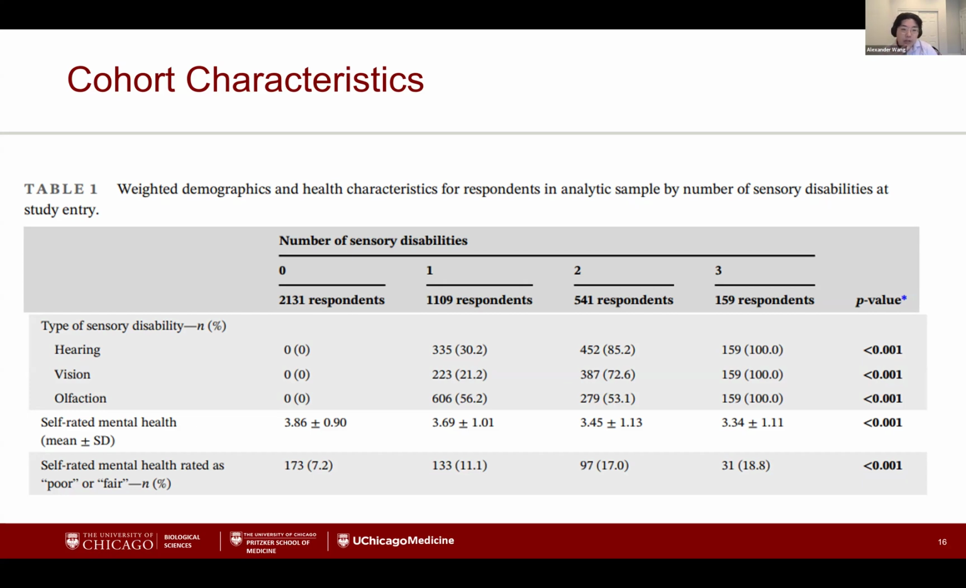The other thing I want to point out on this slide is the self-rated mental health stratified by number of sensory disabilities. We see a trend downwards. As you have more sensory disabilities, the self-rated mental health goes down. This is an unadjusted model, without controlling for other covariates, but it gives us an idea of the trend we might be seeing. And then we see a similar trend in the percentage of respondents that rated their mental health as poor or fair.